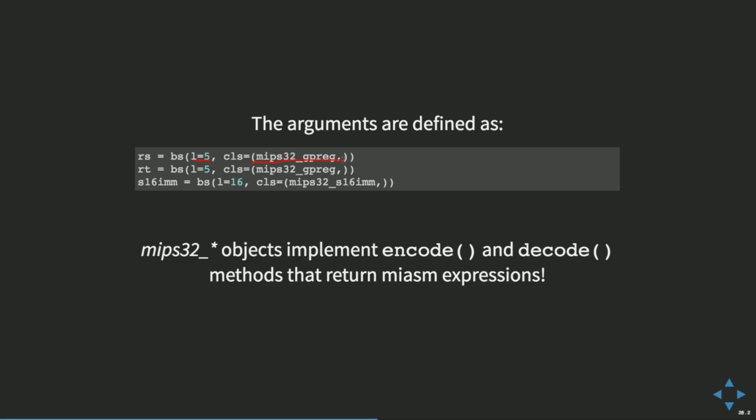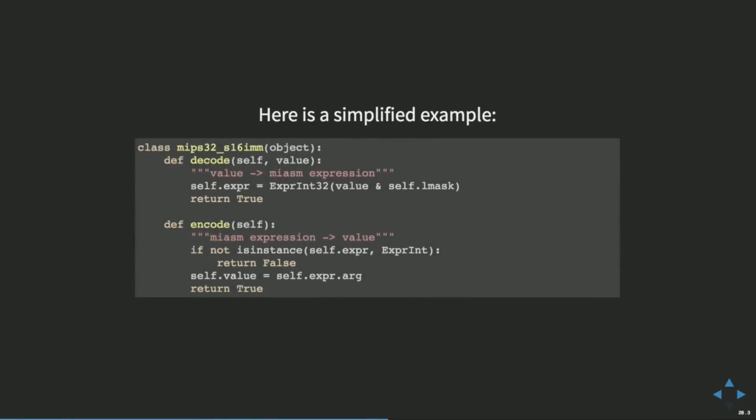And all of these MIPS32 objects, or whatever, let's say a map object, they need to implement encode and decode in order to return MySM expressions. And MySM will take care of everything, like getting some bits from the binary and calling this method. So that's why I'm saying it's really expressive and it's really easy to add a new architecture. So here's a simplified example of the immediate. It's almost what you will find in the MySM source code.